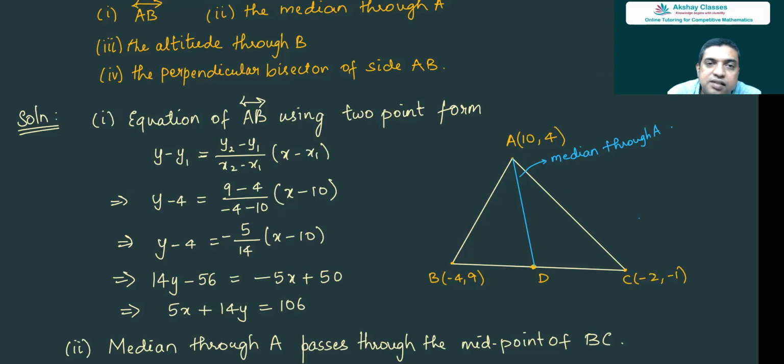It is a line passing through B and perpendicular to AC. That is the altitude.